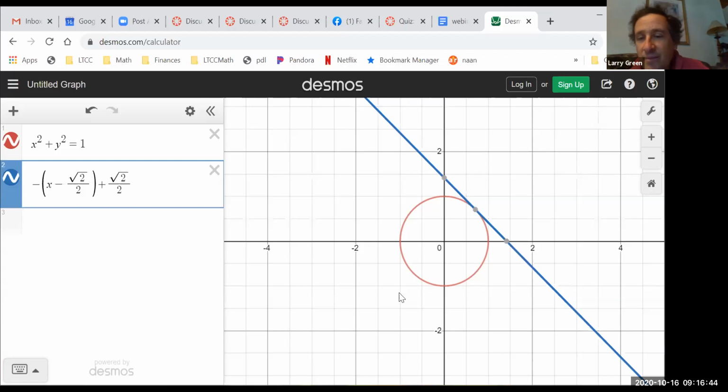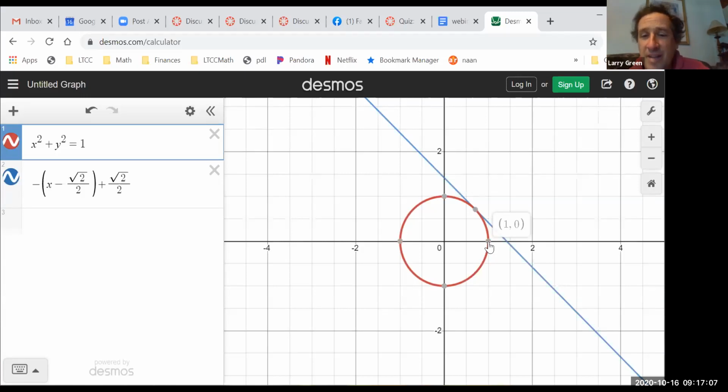What do you think? Okay, it's a tough little question. I didn't expect you guys to see the problem, but as soon as I put my cursor in the right spot, what's the problem with that point right there? What is the slope of the tangent line at that point?